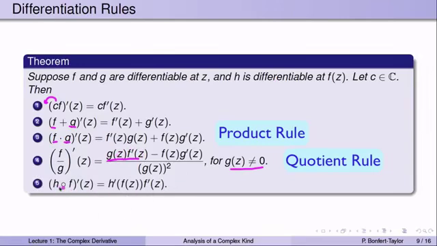Finally, the derivative of the composition h of f of z can be found by taking the derivative h prime at f of z and multiplying that by f prime of z.